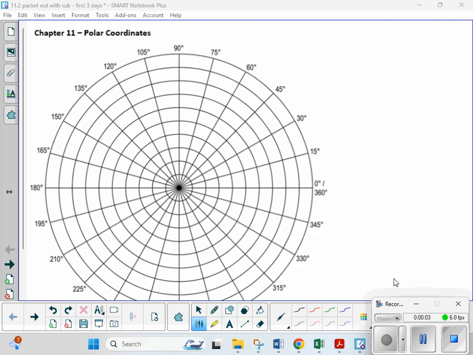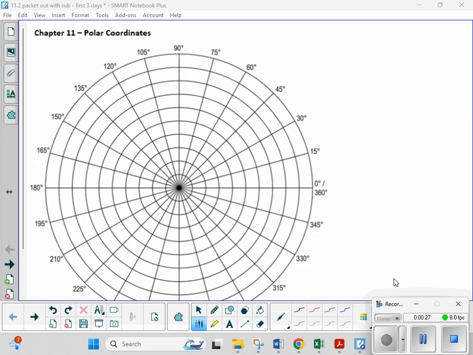Hi everybody, this is the start of chapter 11, which is on something called polar coordinates. So far we've been using the Cartesian or rectangular coordinate system to plot points and to sketch graphs. While of course it's incredibly useful, some shapes and equations are much easier to express using a different system, and that's where polar coordinates come in.